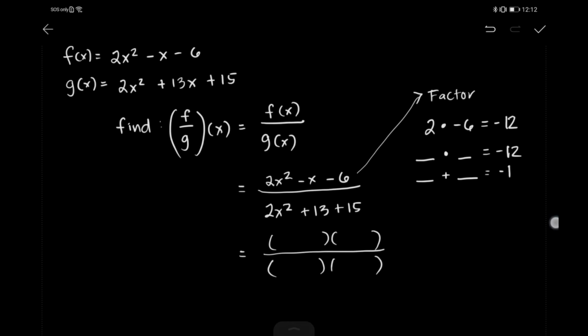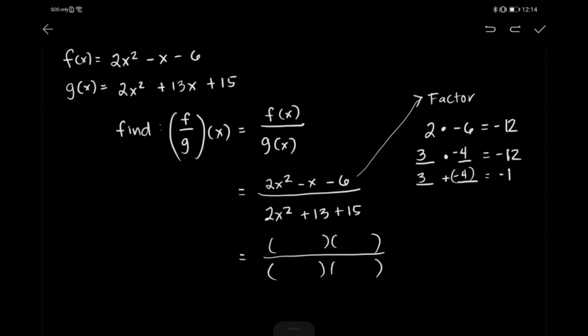So this is negative 1. So let us say 3 times negative 4. So we know this is negative 12. And 3 plus negative 4 is negative 1. So it means that we are pertaining these two numbers here. So what we're going to do is bring down our original numerator, which is the 2x squared minus x, then minus 6.